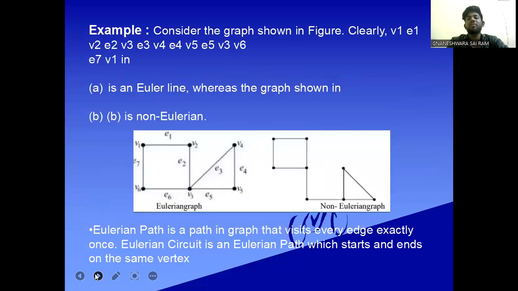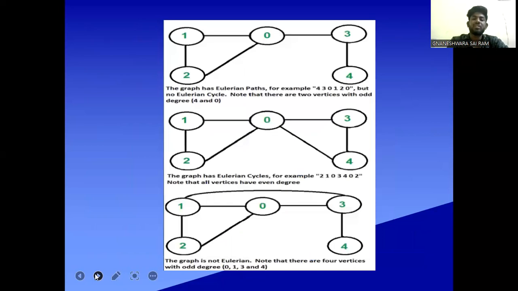Example: consider the graph shown in the figure. Clearly V1 E1 V2 E2 V3 E3 V4 E4 V5 E5 V3 E6 V6 E7 V1 is an Euler line, whereas the graph shown in P is non-Eulerian. An Eulerian path is a path in a graph that visits every edge exactly once. An Eulerian circuit is an Eulerian path which starts and ends on the same vertex. These are some examples.